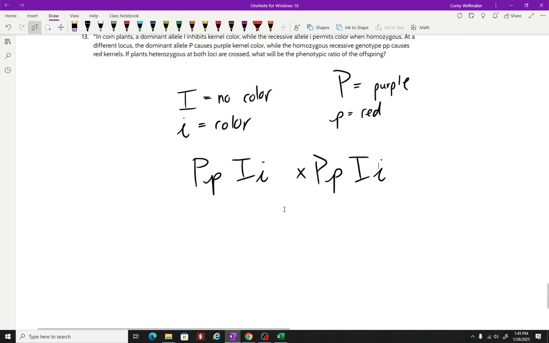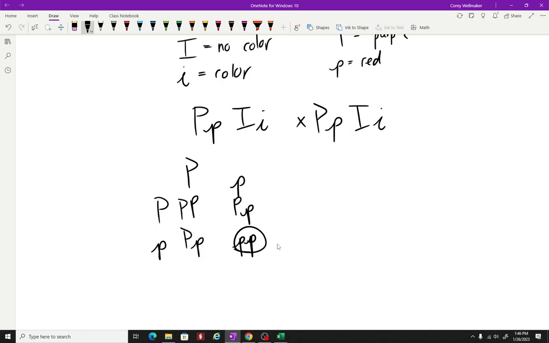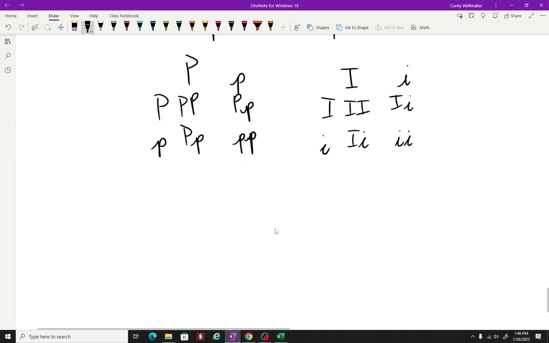All right, so this is very similar to problem number 1 with the pink flowers, right? It's a very similar concept. So let's do a Punnett square for P. Big P is purple, purple, heterozygous, red, homozygous recessive. And then over here, it's no color, color. All right, so let's think about it. You could be red, you could be purple, or you could be neither, no color.